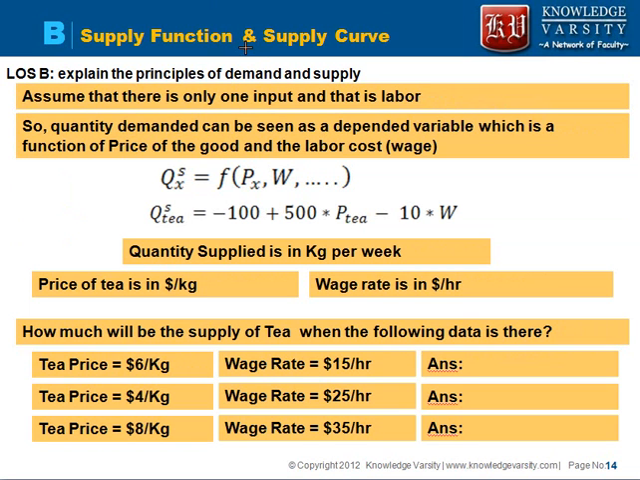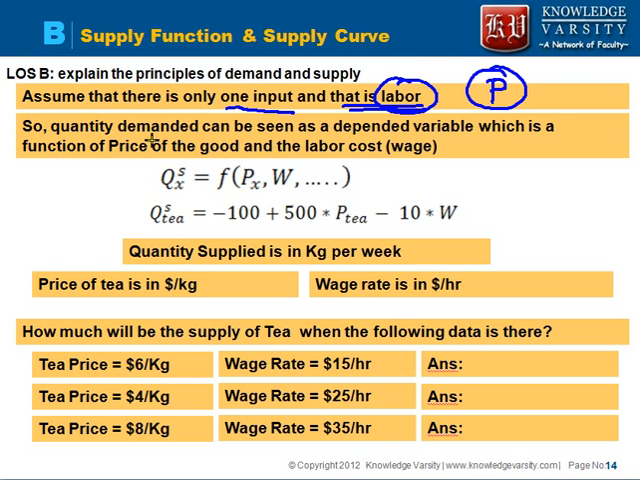Now let us see the supply function, what it all depends on. We have taken a very simple assumption that there is only one input cost, and that is the labor. We are ignoring the raw material and other things. So if labor is the input cost, the supply would depend on this labor and also the price.